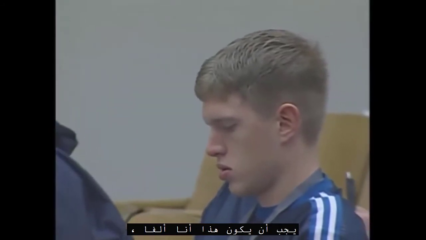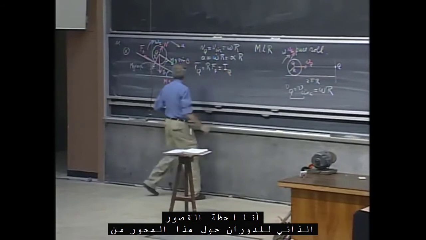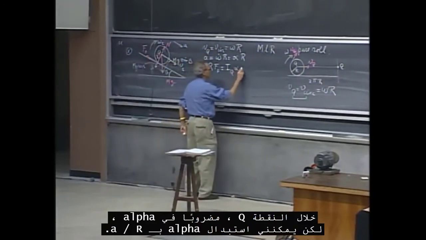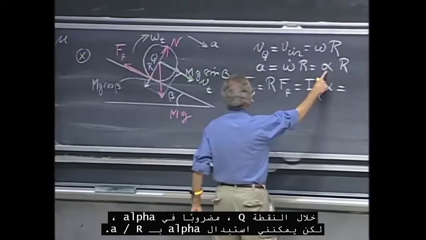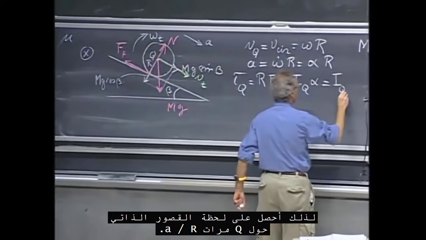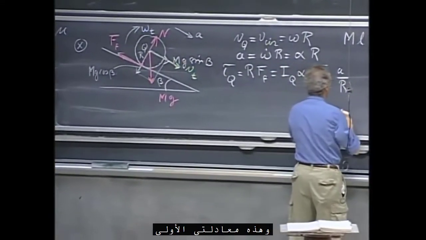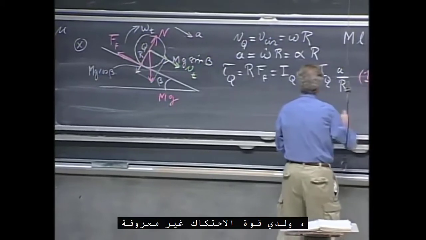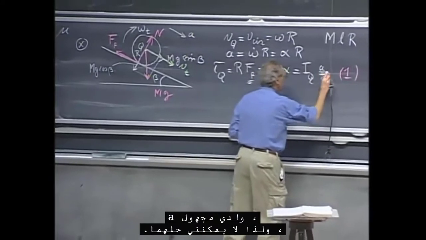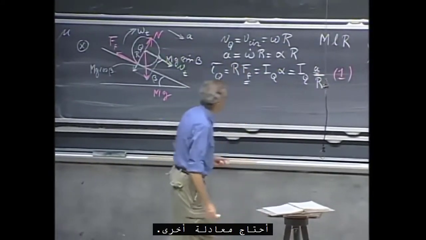But I'm only interested in the magnitude for now, so I get r times the frictional force. This must be I alpha, I being the moment of inertia for rotation about this axis through point Q, times alpha. But I can replace alpha by A divided by R. So I get the moment of inertia about Q times A divided by R. And this is my first equation. I have as an unknown the frictional force, and I have as an unknown A, and so I cannot solve for both. I need another equation.